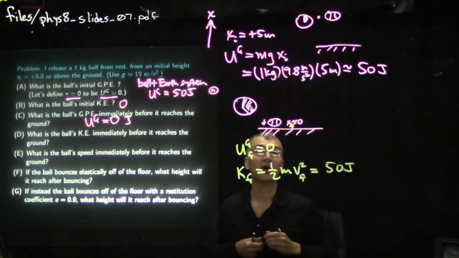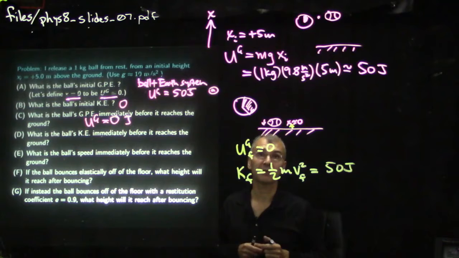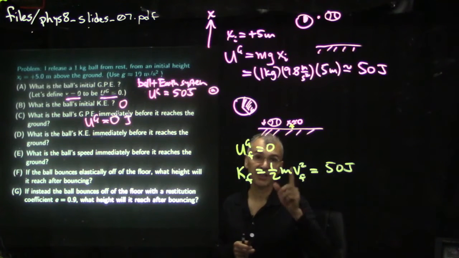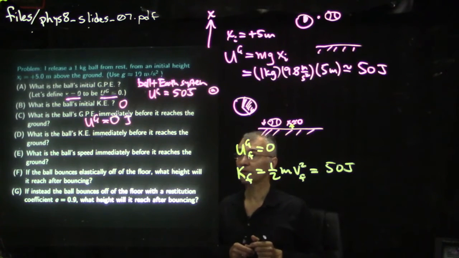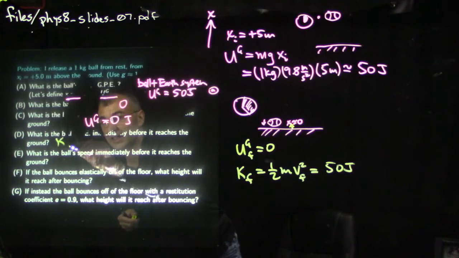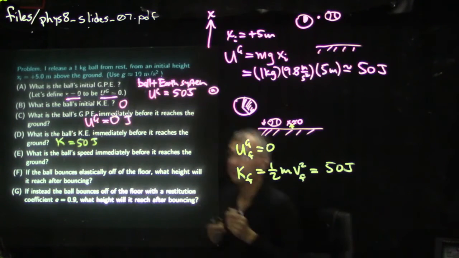So I claim that all of that initial gravitational potential energy was converted into kinetic energy by the time the ball is just about to reach the ground. And we could check that. Actually, I think we will check that. So what is the ball's KE immediately before it reaches the ground? I would say K equals 50 joules.